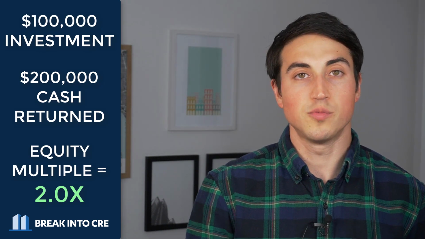Now, speaking of the multiplication of that equity investment, let's move on to the next return metric, which is going to be the equity multiple. So the equity multiple is just going to be a multiplication of your equity invested in the deal. So if an equity investor invests $100,000 into a real estate deal, and over that entire 10-year hold period, they receive $200,000 in cash back, that equity multiple is going to be 2.0.